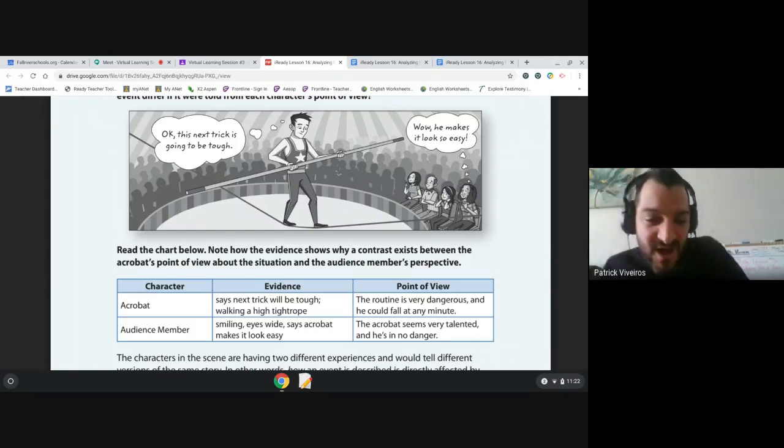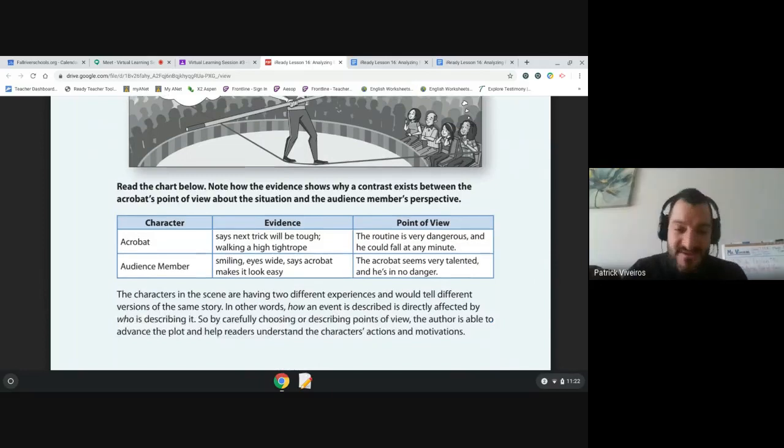Meanwhile, the perspective of the audience member, you can see that they're smiling, their eyes are wide. They're saying that the acrobat makes it look easy. Their point of view seems to be that the acrobat seems very talented and that there's absolutely no danger that he could possibly experience.